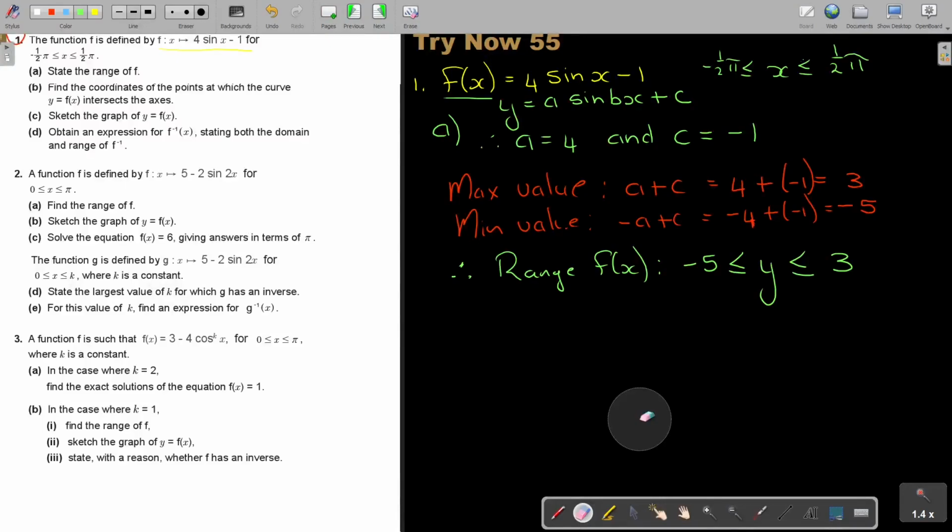Okay, so let's look at number B. Find the coordinates of the point at which the curve y equals f(x) intersects the axis. Okay, so I'm going to start, and this is now going to be f(x).